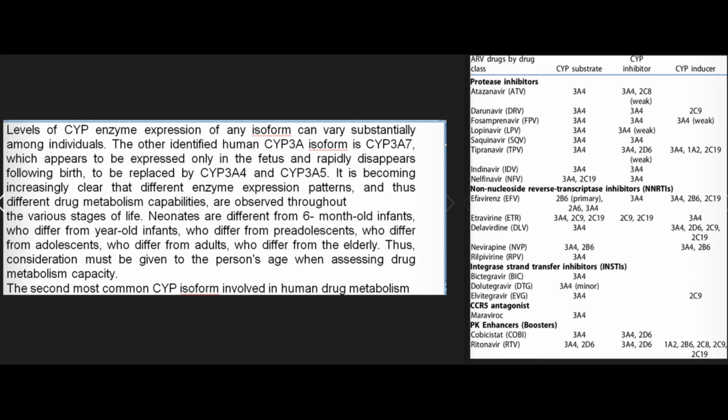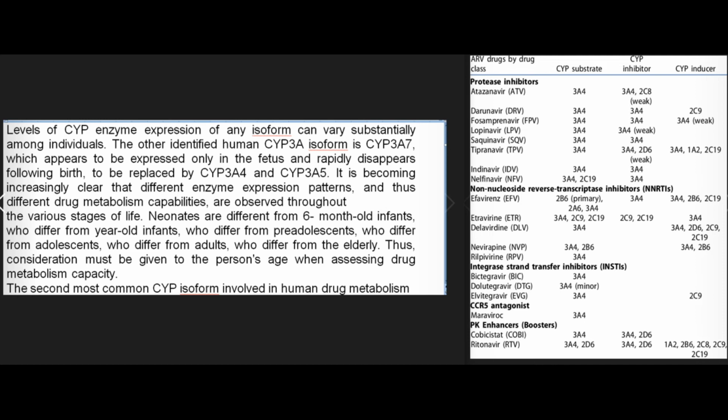The other identified human CYP3A isoform is CYP3A7, which appears to be expressed only in the fetus and rapidly disappears following birth, to be replaced by CYP3A4 and CYP3A5. It is becoming increasingly clear that different enzyme expression patterns, and thus different drug metabolism capabilities, are observed throughout the various stages of life.